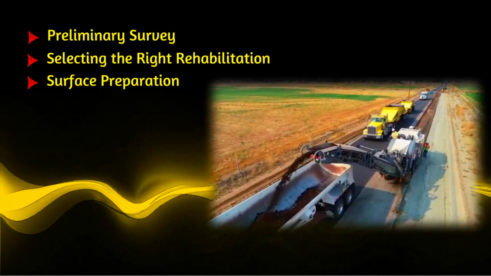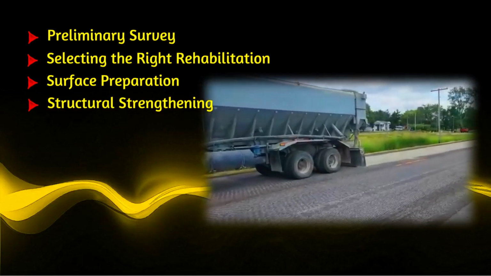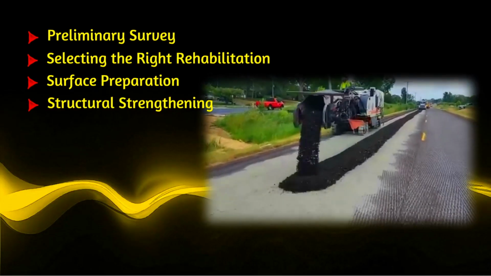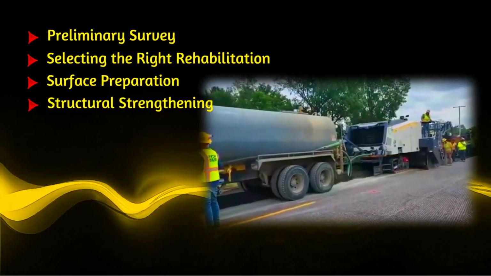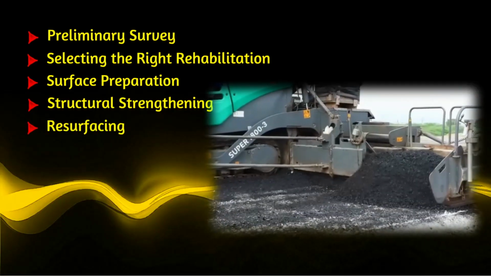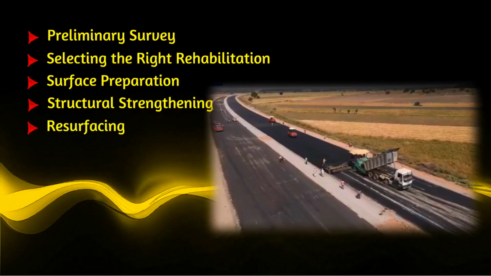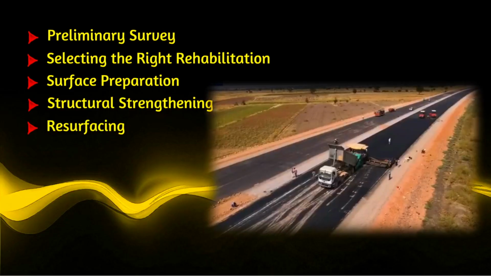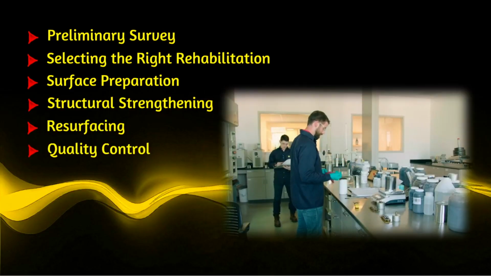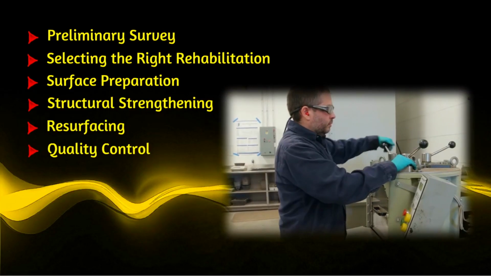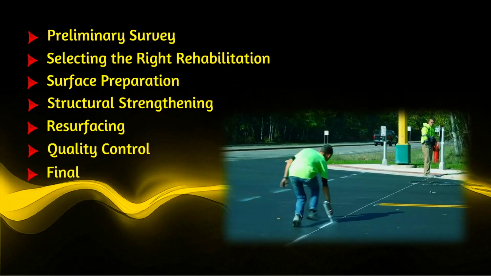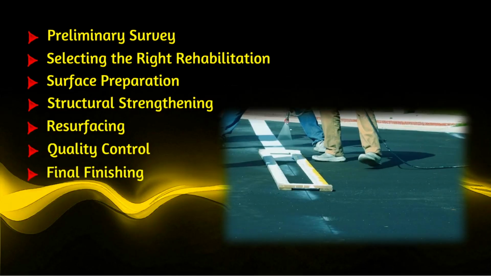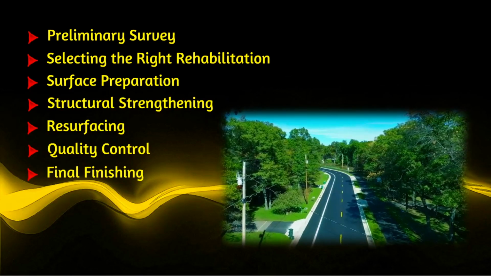Step 4. Structural strengthening: base stabilization using 2 to 3% cement, lime, or asphalt binder for FDR. Step 5. Resurfacing: applying asphalt overlay, recycled pavement, or concrete panels. Step 6. Quality control and drainage improvement: compaction, slope adjustments, and drainage enhancement. Step 7. Final finishing: adding road markings, safety barriers, and traffic signs before reopening.